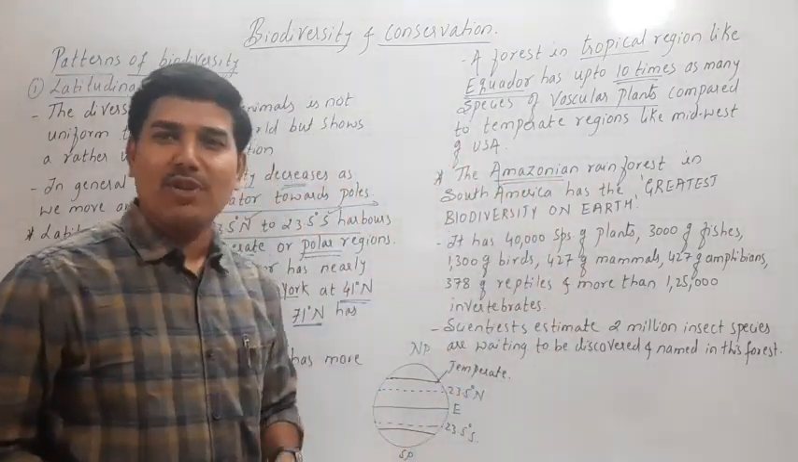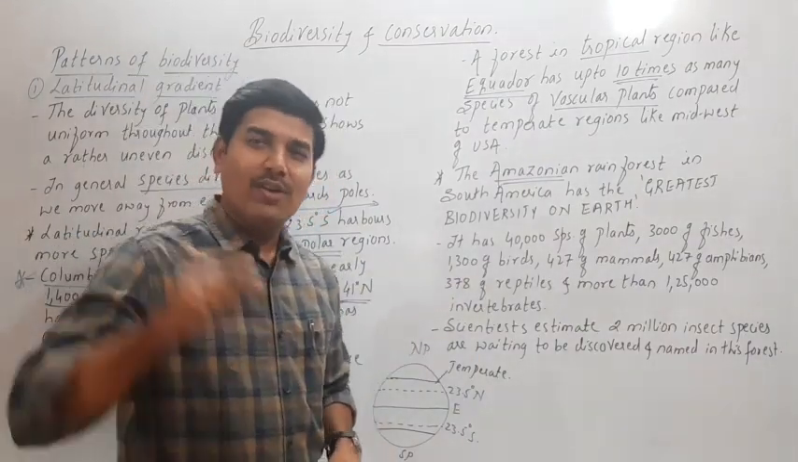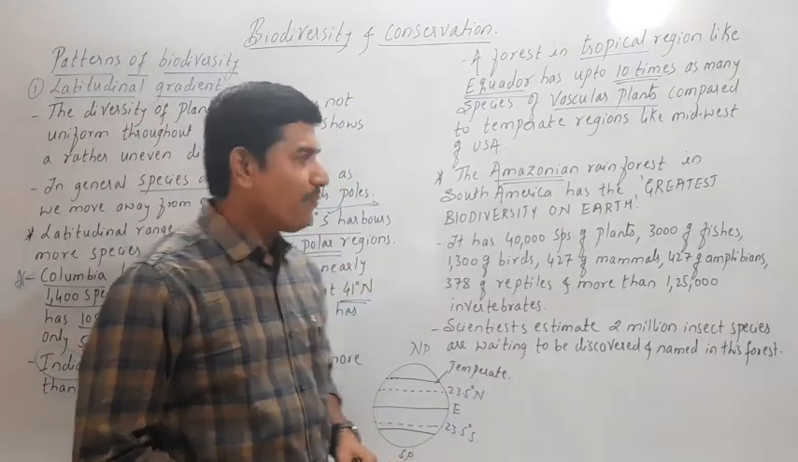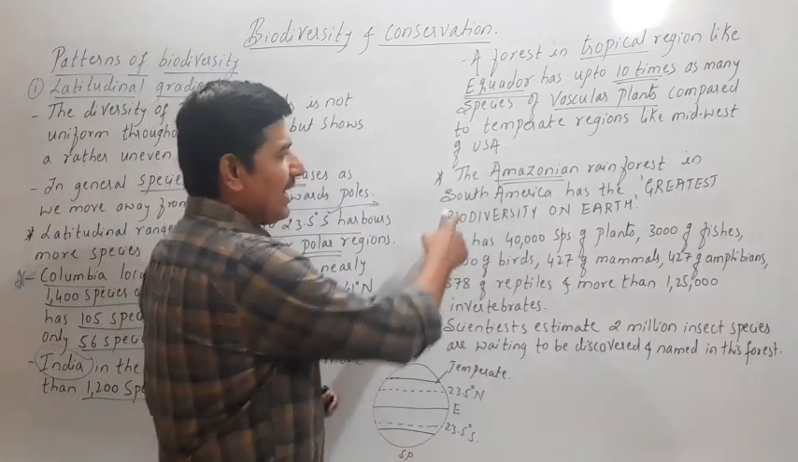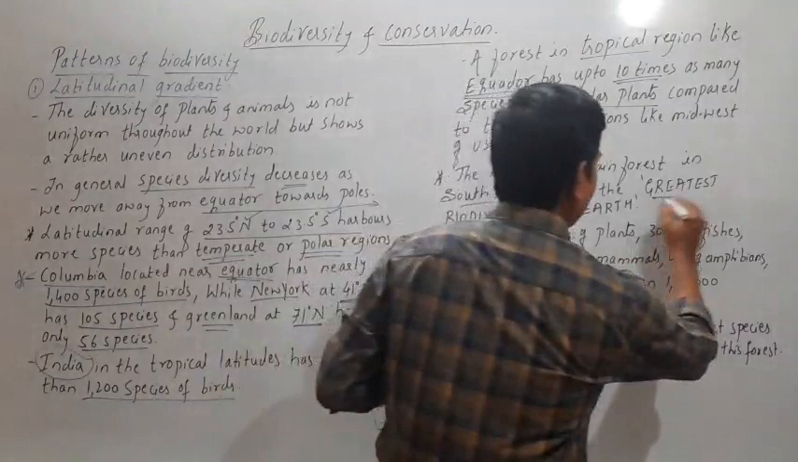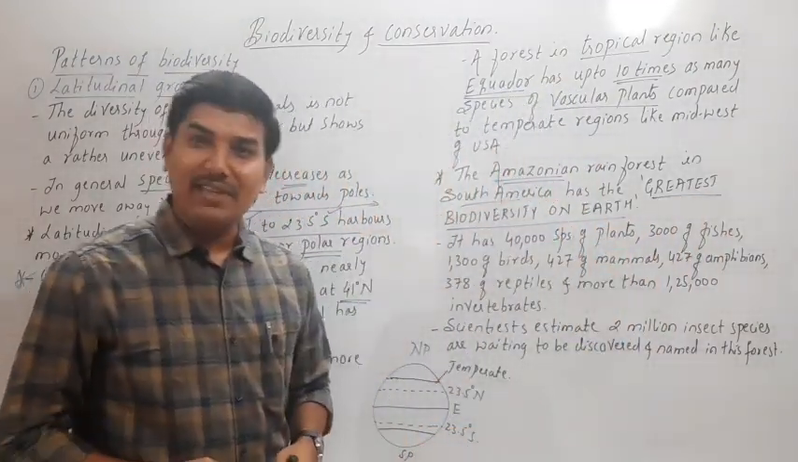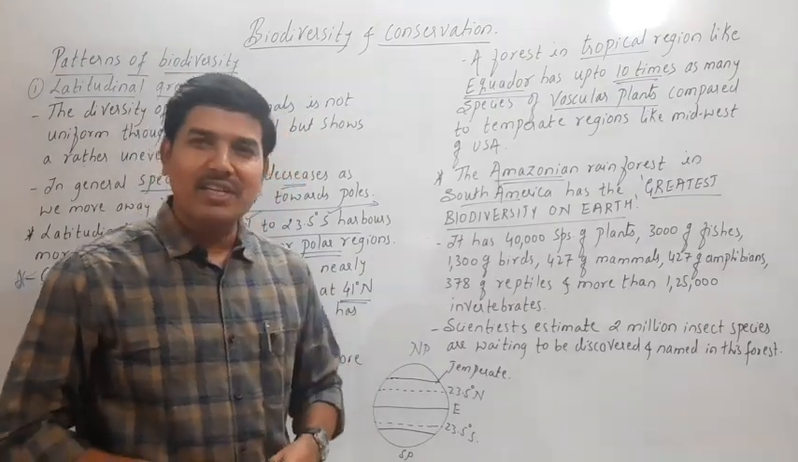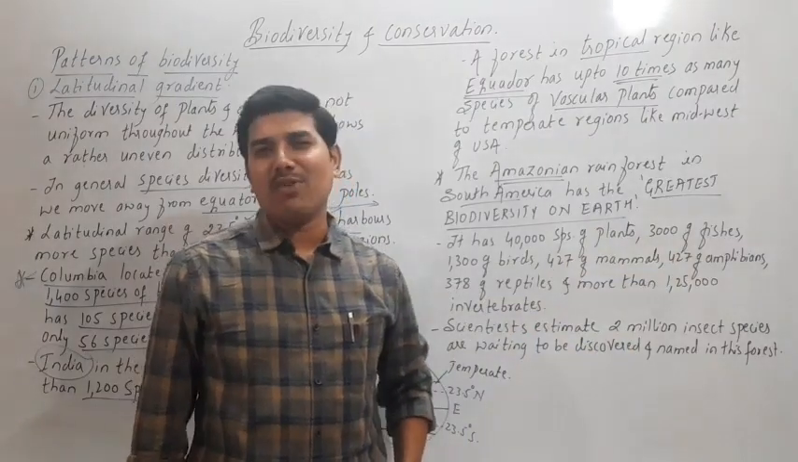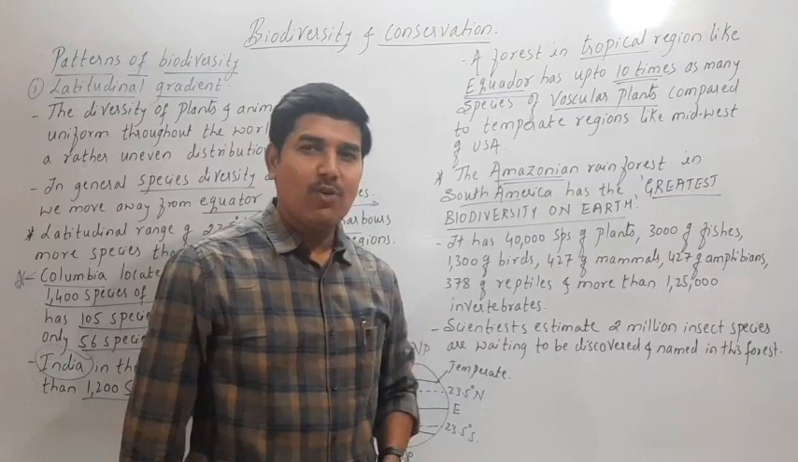It is the biggest forest in the world. As we discussed in the previous class, what is the Amazon forest called? Lungs of planet Earth. The Amazon rainforest, located in South America, has the greatest biodiversity on the earth. Look at this amazing thing here. The Amazon rainforest is called the greatest biodiversity on the earth. That's why the Amazon forest is the biggest forest, the greatest forest in the entire world.